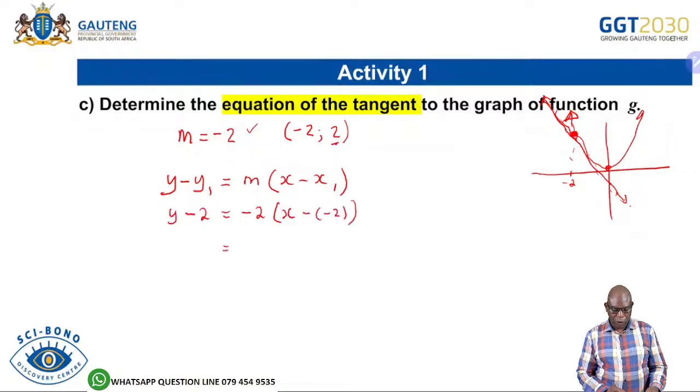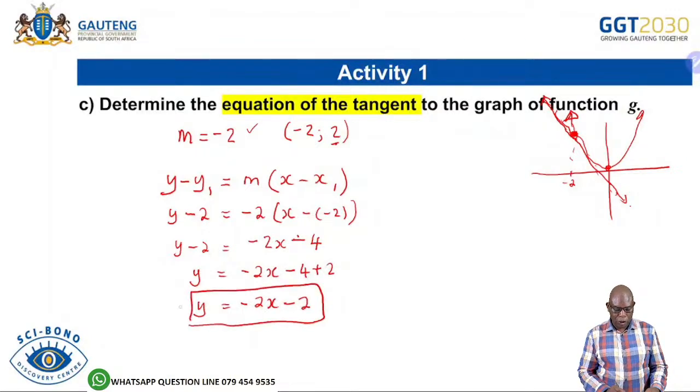So now I'm going to get -2x. Negative times negative is positive. Positive times this negative, sorry, it will be a -4. Then we've got y minus 2 on this side. So I can just transpose: y equals -2x - 4 + 2. So my y will be equal to -2x - 2. So this is the equation of the tangent.